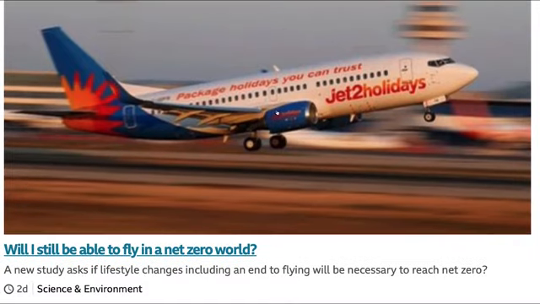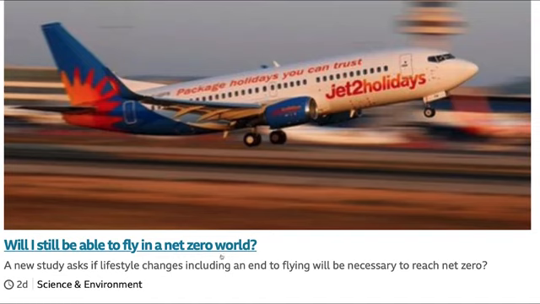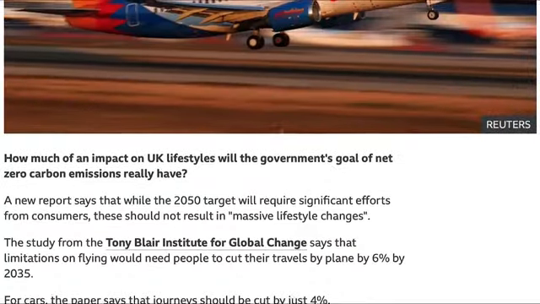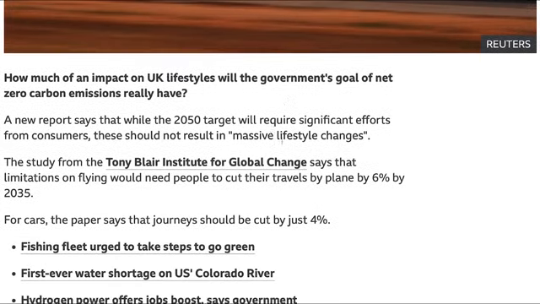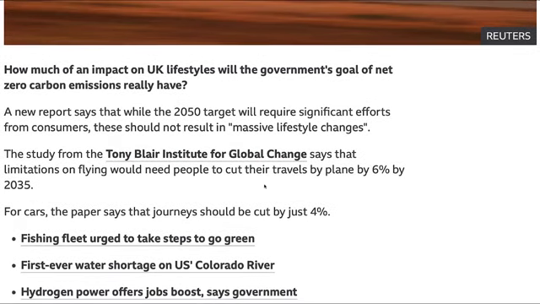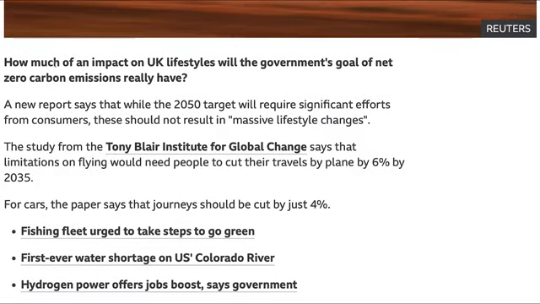If we have a look here at the very first news story, will I still be able to fly in a net zero world? So if we click into this, what this is talking about is reducing our carbon emissions to 0 and the effect that this will have on our lifestyle, specifically about flying. Transportation is another very common topic. So if we were to read through this and pick out the topic-specific vocabulary, so lifestyle, goal of net zero, carbon emissions, just in the first sentence, it's filled with these topic-specific words.